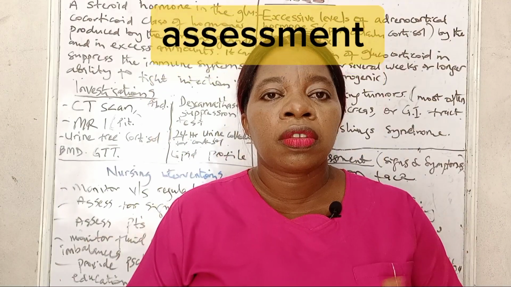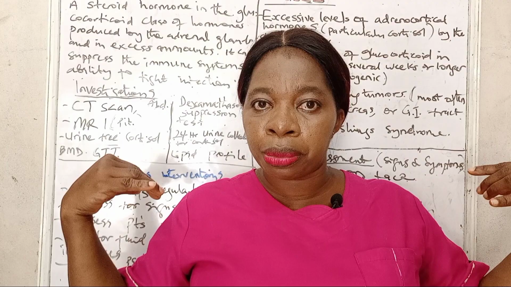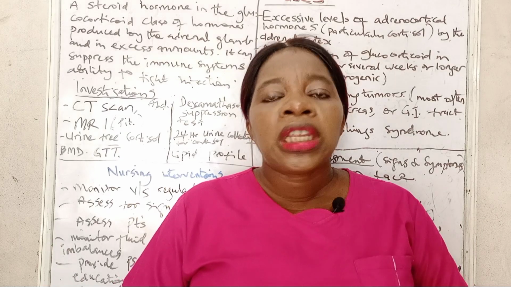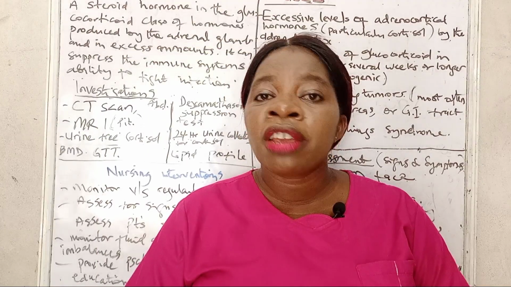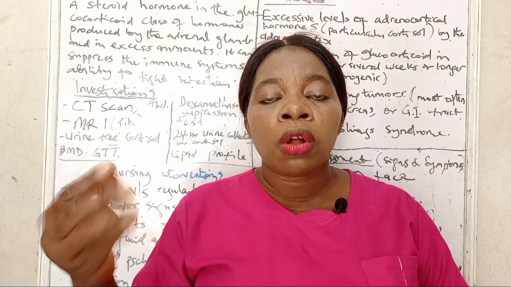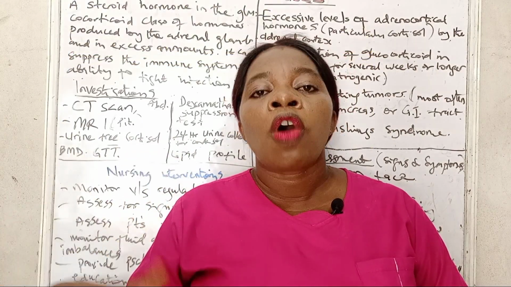The assessment: patients will have moon face, a buffalo hump, and truncal obesity. There is generalized muscle weakness and muscle wastage. This is caused by hypokalemia or loss of body mass by increased catabolism. Remember, Cushing syndrome can also be called hypercortisolism. There is excessive production of cortisol.